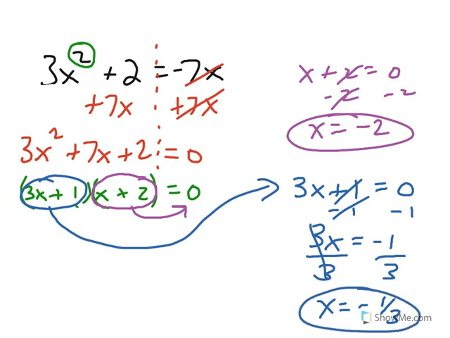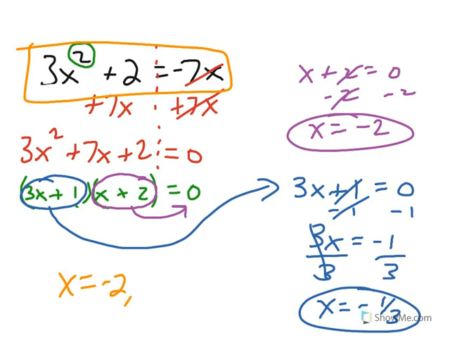And it's okay to have answers that are not whole numbers. This original equation has two possibilities that both make this a true statement. X equals negative 2 or negative 1/3.